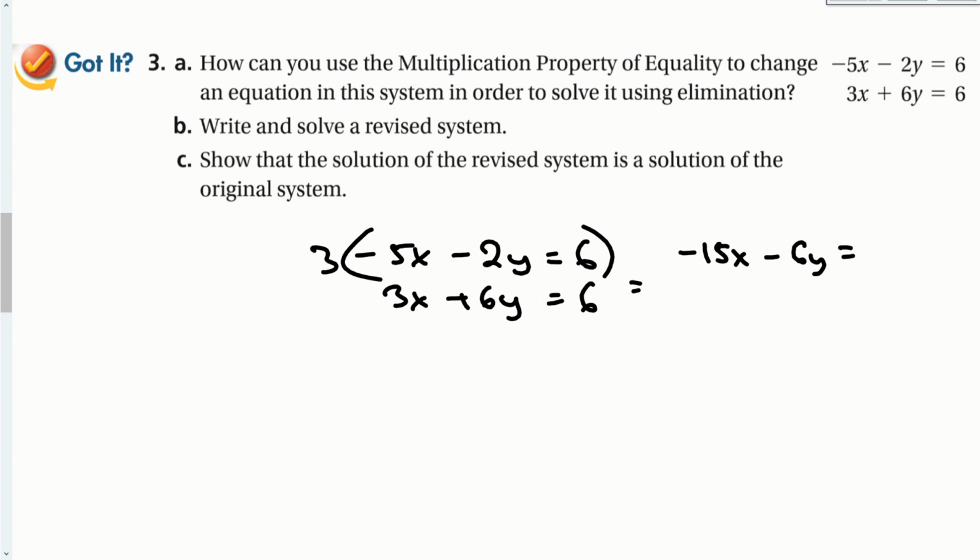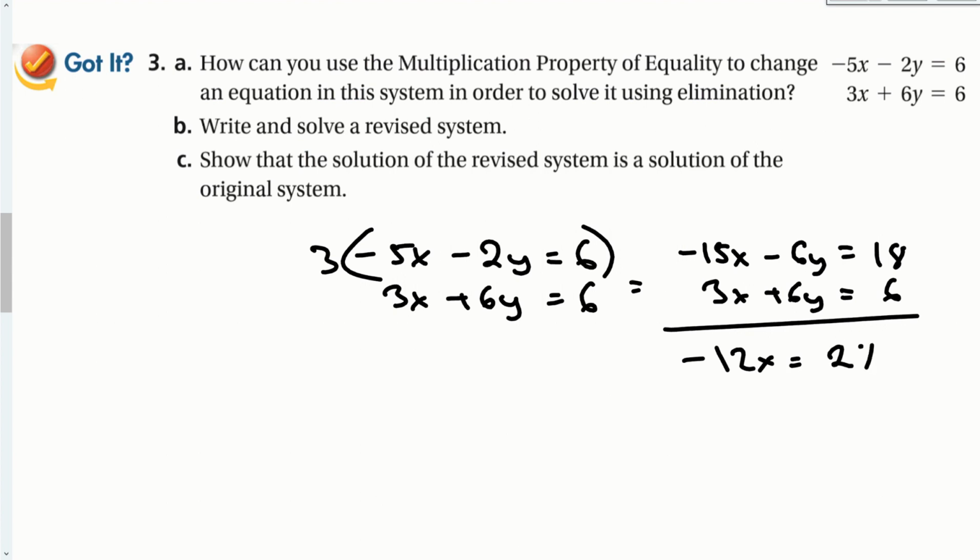Now, the biggest mistake people make is this: don't forget to not only multiply the left side of the equation by 3, but you have to multiply the right side as well. So that is now 18. And 3x plus 6y is equal to 6. Adding these together gives me a negative 12x is equal to 24. Divide by negative 12, and we have that x is equal to negative 2.